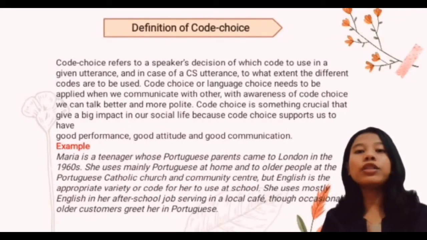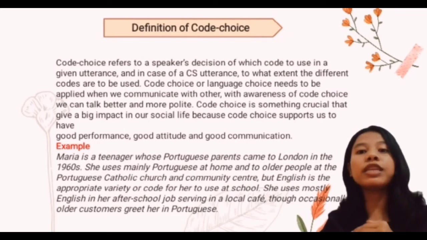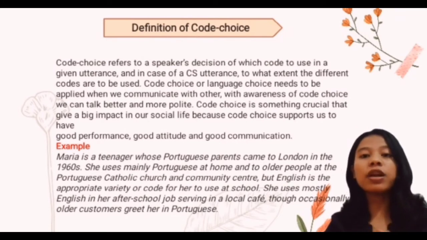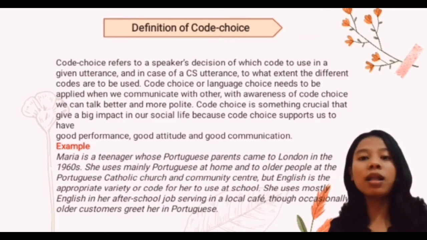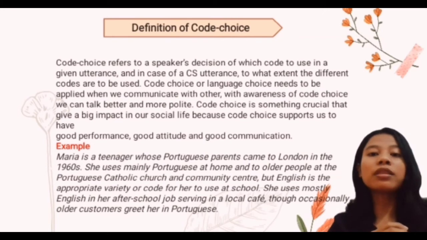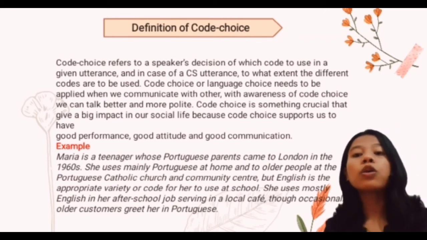Okay everyone, now we are going to the code choice. Code choice refers to a speaker's decision of which code to use in a given utterance, and in case of a code choice utterance, to what extent the different codes are to be used. Code choice or language choice needs to be applied when we communicate with others. With awareness of code choice, we can talk better and more politely. Code choice is something crucial that gives a big impact in our social life, because code choice supports us to have a good performance, good attitude, and good communication.